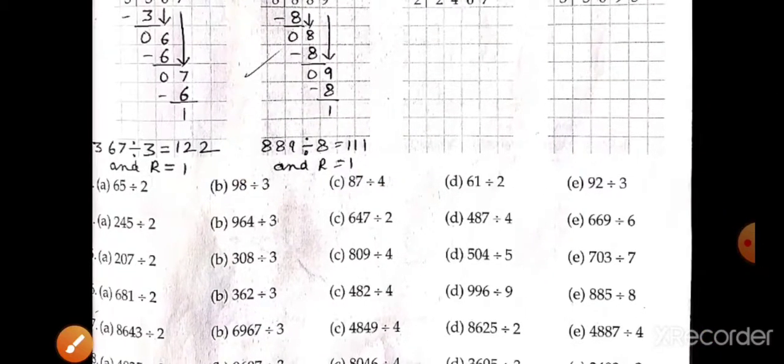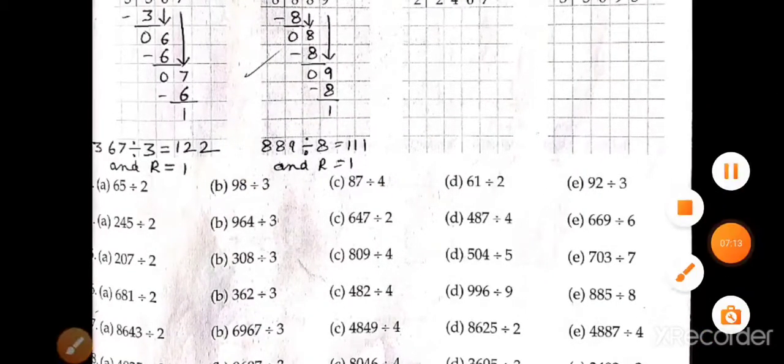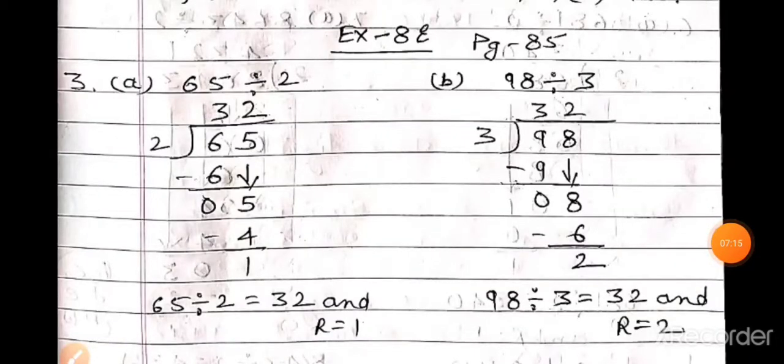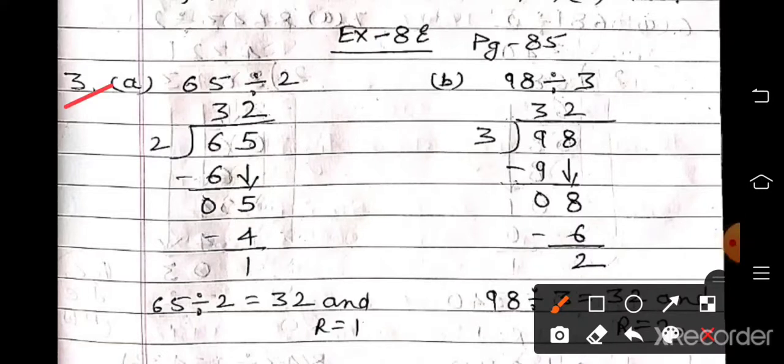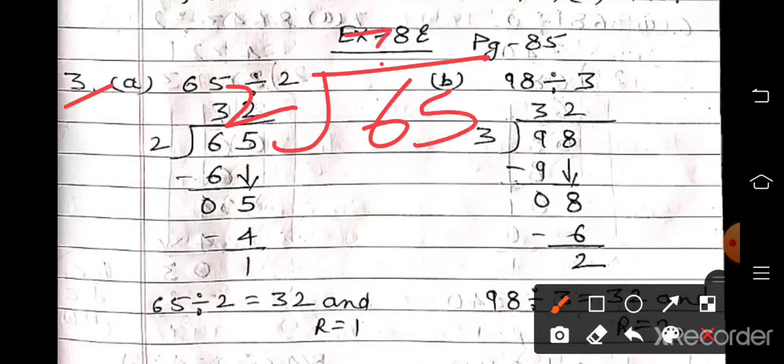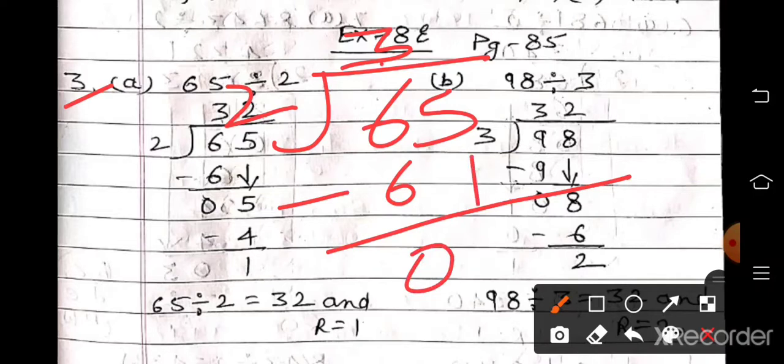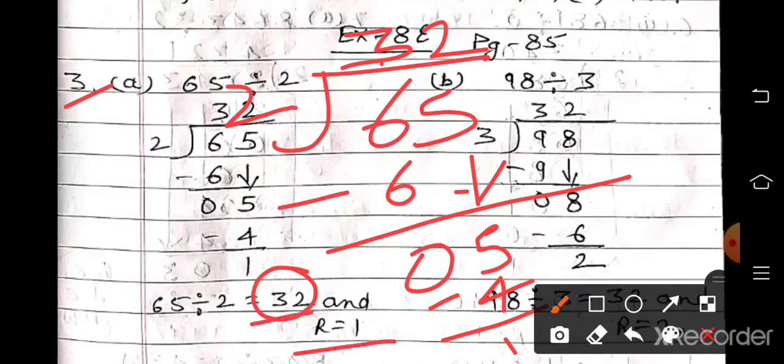Okay, now question number 3. For it, take out your notebook. Write exercise 8E, page number 85. Question number 3, A part: 65 divided by 2. Okay, so first 2 3 ja 6. 6 minus 6, 0. Then write 5 here. 2 2 ja 4. Okay, 2 3 ja 6 is more than 5. So here we have to write 2 2 ja 4. Okay, now 5 minus 4, 1. So here quotient is 32 and remainder is 1.